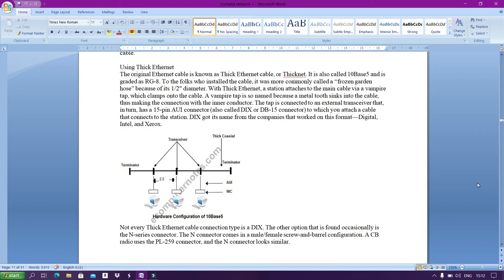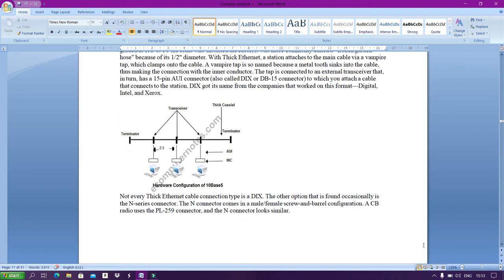DIX got its name from the companies that worked on this format: Digital, Intel, and Xerox. So here is a picture of a 10Base5 network. Now, not every thick Ethernet cable connection type is a DIX. The other option that is found occasionally is the N series connector. The N comes in a male female screw and barrel configuration. A CB radio uses a PL259 connector and the N connector looks similar.